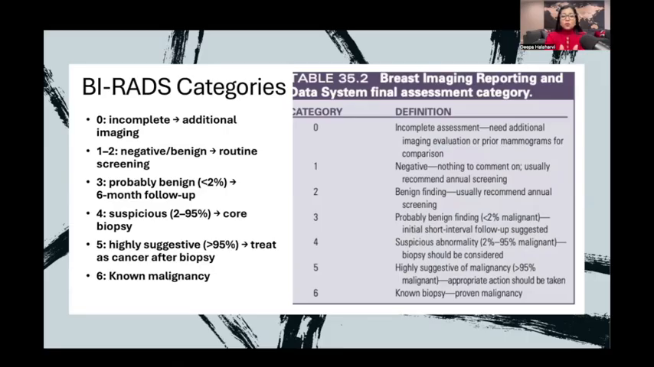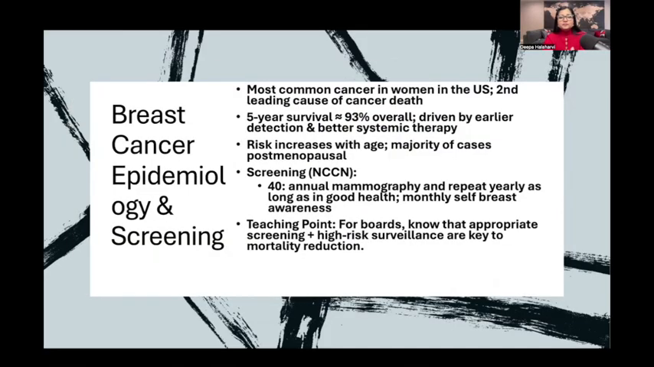If it's BI-RADS 4, there is A, B, and C. 4A is 2 to 50% risk of cancer. 4B is 50 to 75, and then 4C is 75 to 95 risk of finding cancer at the time of core biopsy. The risk of finding cancer with BI-RADS 5 is 95%, and BI-RADS 6 is known malignancy.